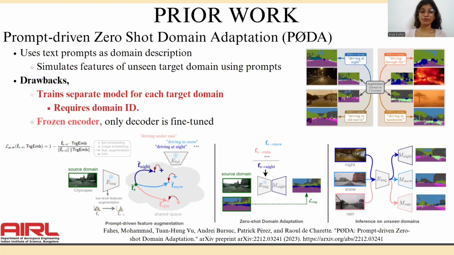The drawback of this framework is that it takes one domain description at once and trains a separate model for each domain. It also relies on a frozen encoder.